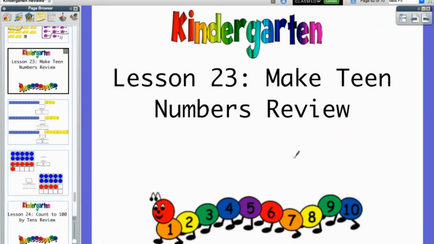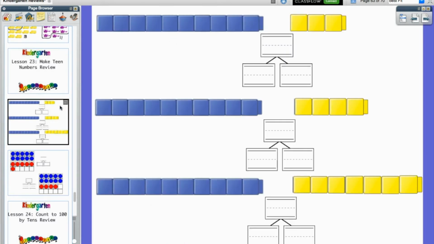In lesson 23, we're still working with our teen numbers. We've been doing that for a few weeks now. And so we know our teen numbers are those numbers that are bigger than 10, but less than 20. So it's a group of 10 and a group of ones. Today we're going to work on making teen numbers.